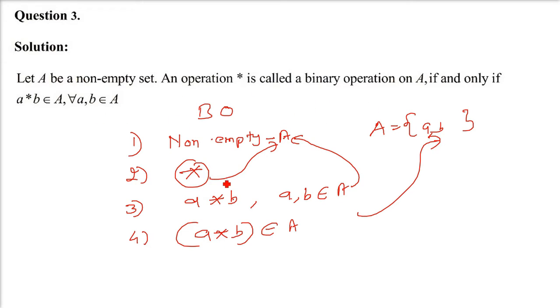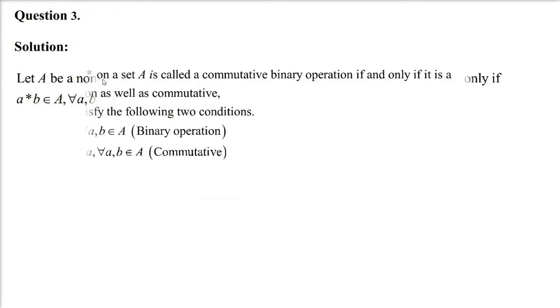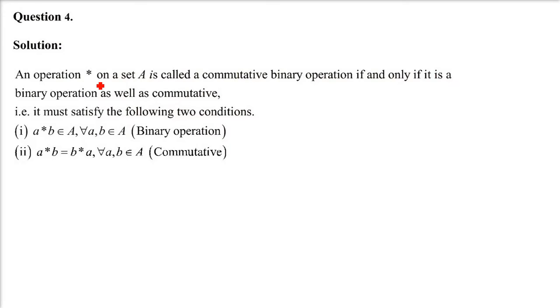Bi means 2, so 2 values will be operated at a time. 4th and 5th, basically commutative and associative binary operation you have to prove, or you have to define. So same thing you have to do. First you have to define the binary operation for 4th question and 5th question. The third question I answered. First, you have to answer that. That is, you have to say that it is a binary operation.